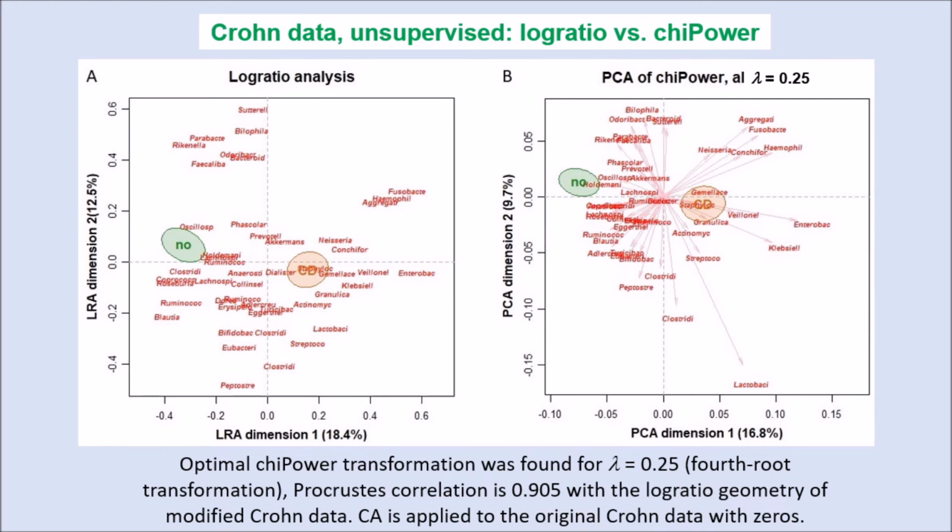For the unsupervised dimension reduction, the power lambda that makes the chi-power transform closest to the CLR, that is with the highest Procrustes correlation, is the fourth root transform, lambda equals 0.25. On the left is the log ratio analysis on the modified Crohn data. On the right, the PCA of the chi-power transform data with no zero replacement. The Procrustes correlation is 0.905. The advantage on the right is that no zeros were replaced and the interpretation is directly on the parts, not on ratios.